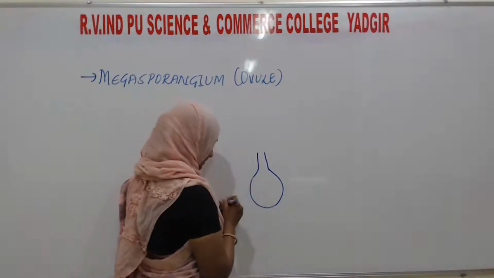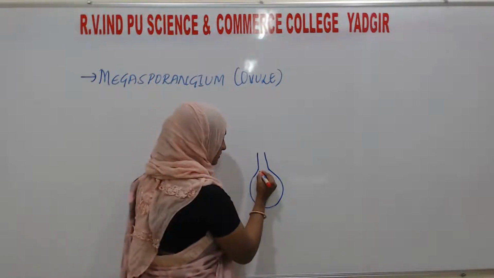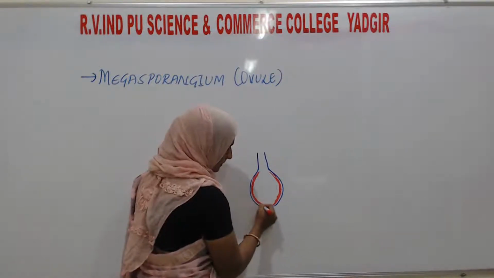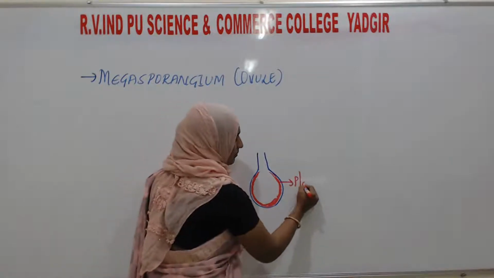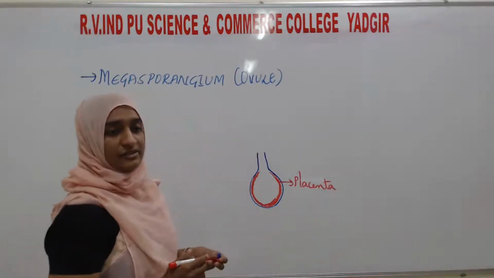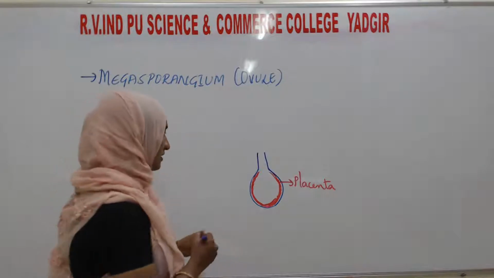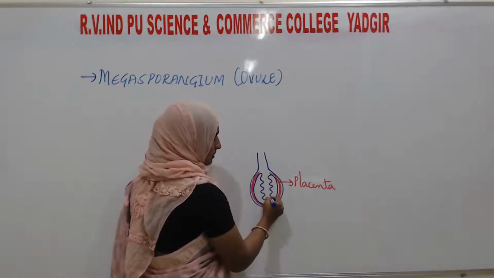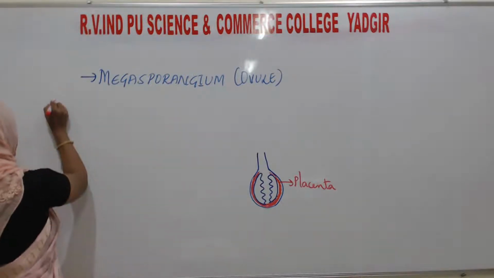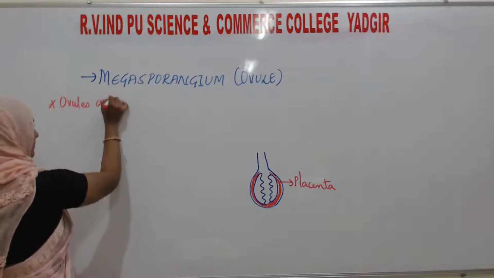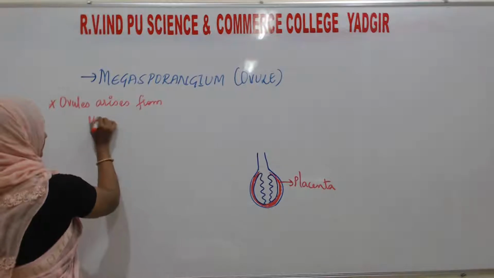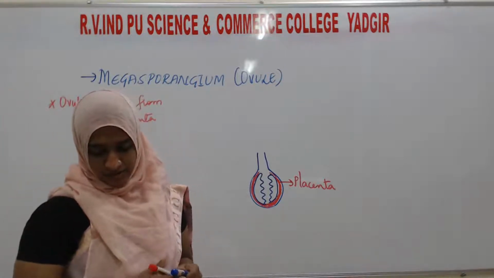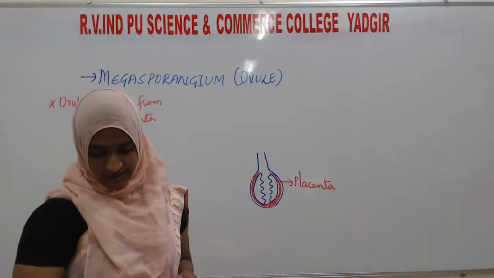Inside the ovarian cavity, or the locules, there is a ridge of tissues. These tissues are known as the placenta. From this placenta only, the ovules arise. The placenta is the ridge of tissues, and the ovule is a small structure attached to the placenta.